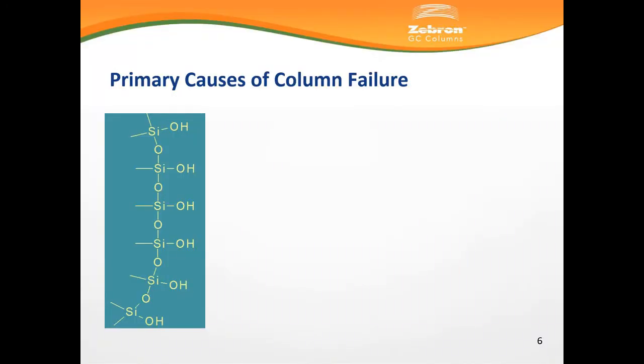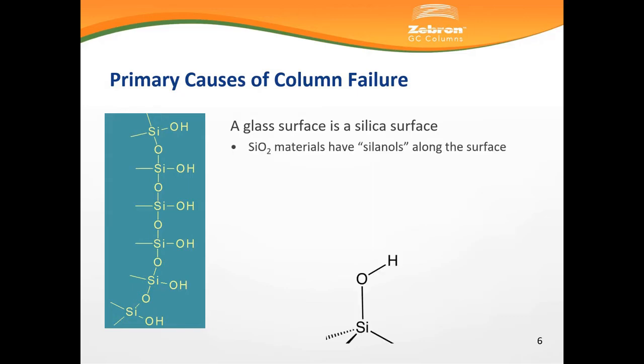Capillary GC columns are made from fused silica, in other words, glass. When working with glass capillaries, you will have residual silanols present along the surface of the capillary. Silanols will bind formidably with polar analytes.